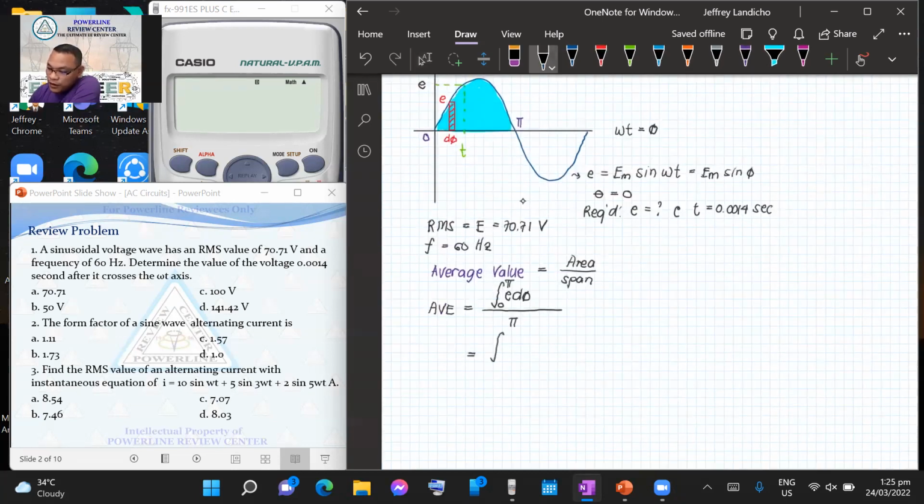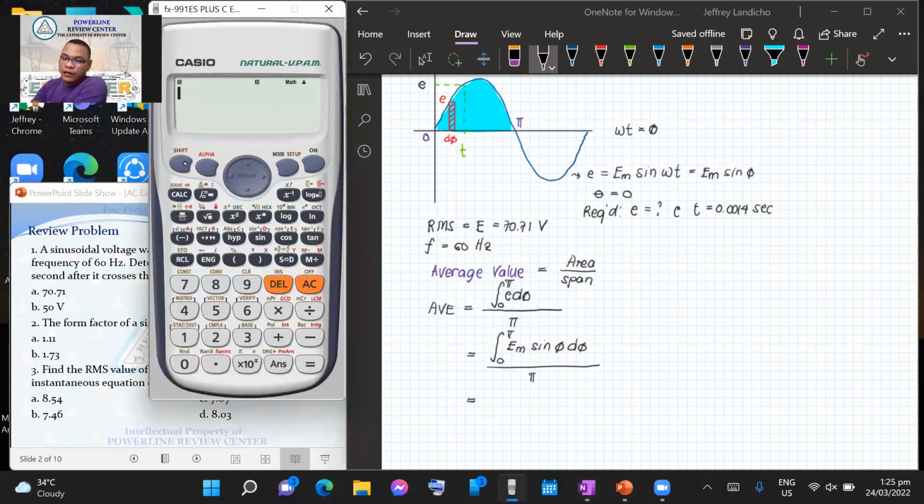Meron kang integral of maximum value sine p dp from what limit? 0 to pi. Nakadivide kanino? Pi. So meron ka ngayong maximum or average value. So kung integrate natin, i-region ko na lang ang calcu.